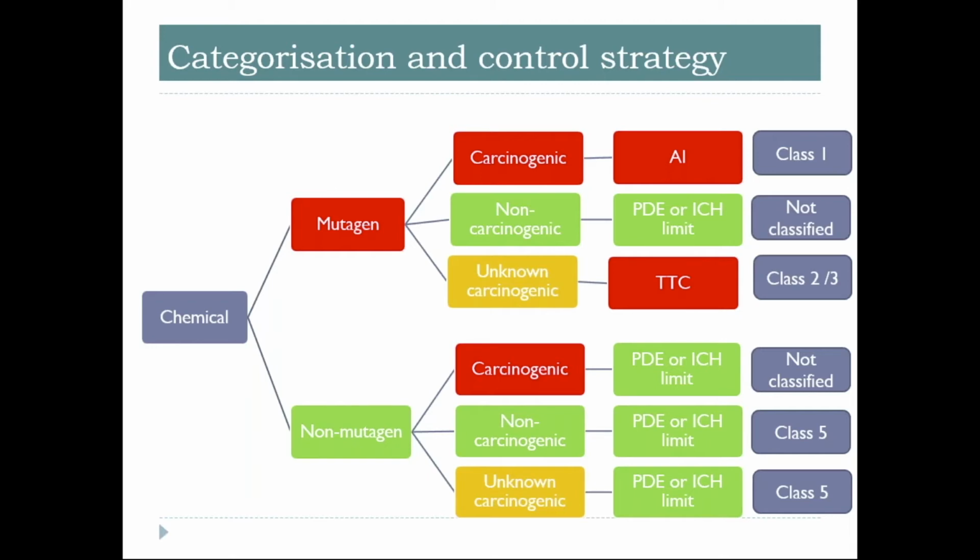On the other side, for mutagenic compounds, the control strategy is decided mainly based on the carcinogenicity results. If it is positive, then apply AI, which is acceptable intake, and if it is negative, again derive the PDE as I explained for the non-mutagens. If unknown, apply a TTC.